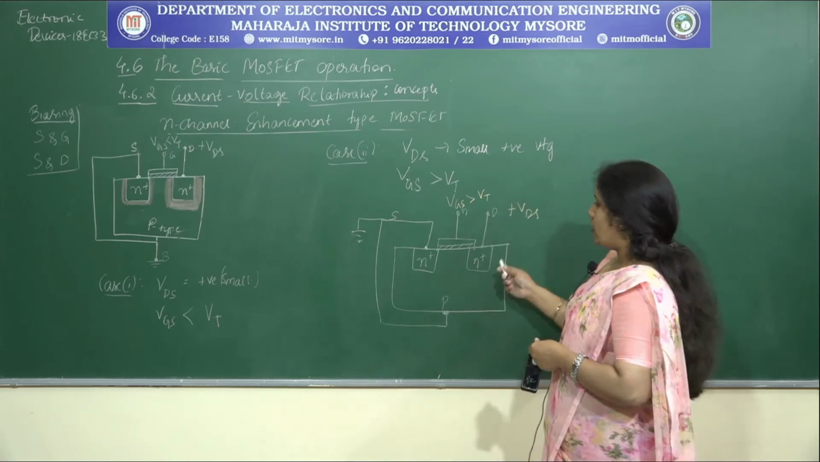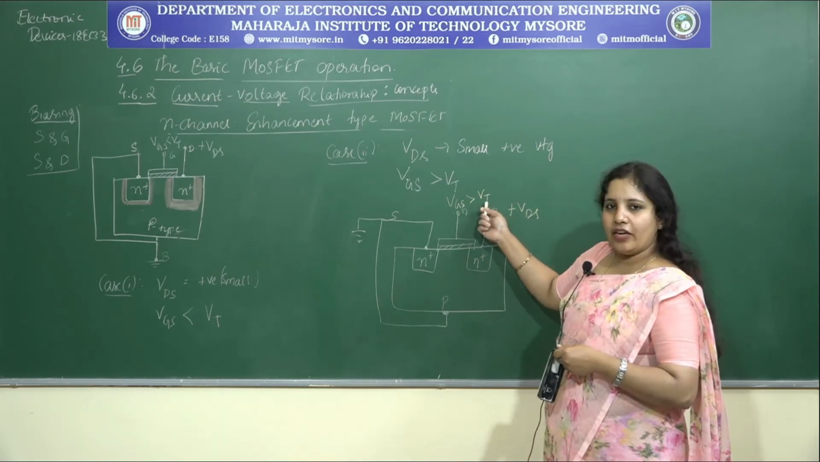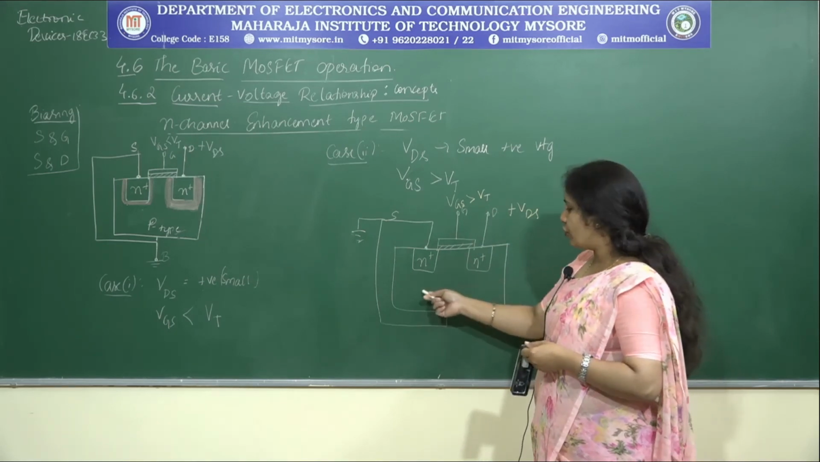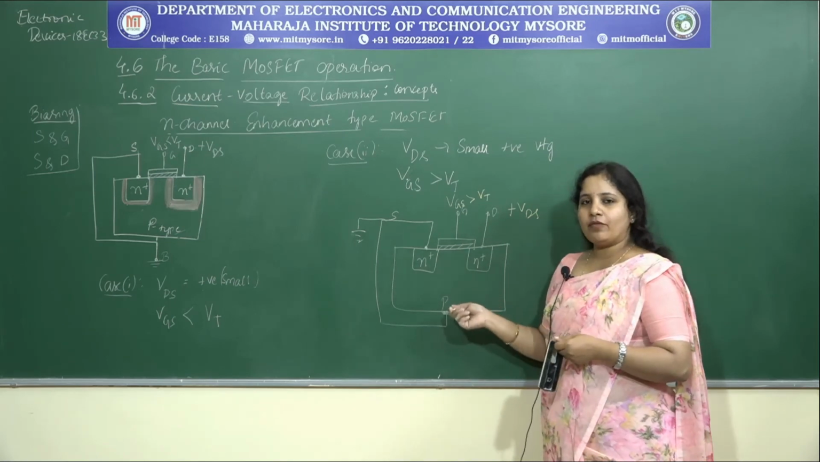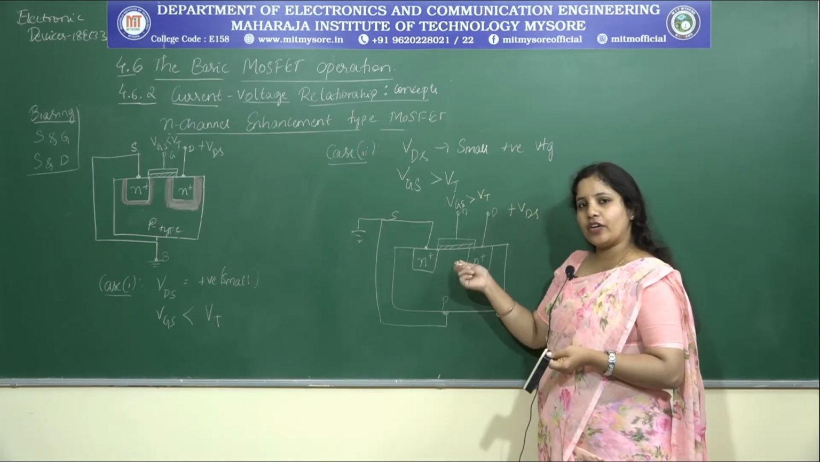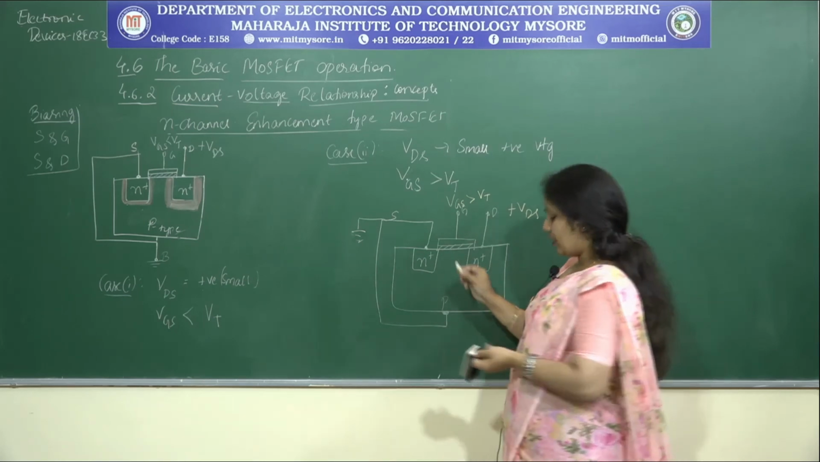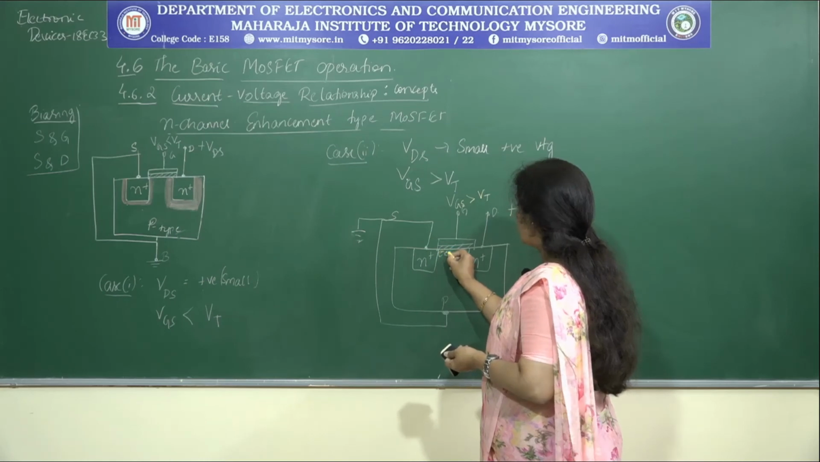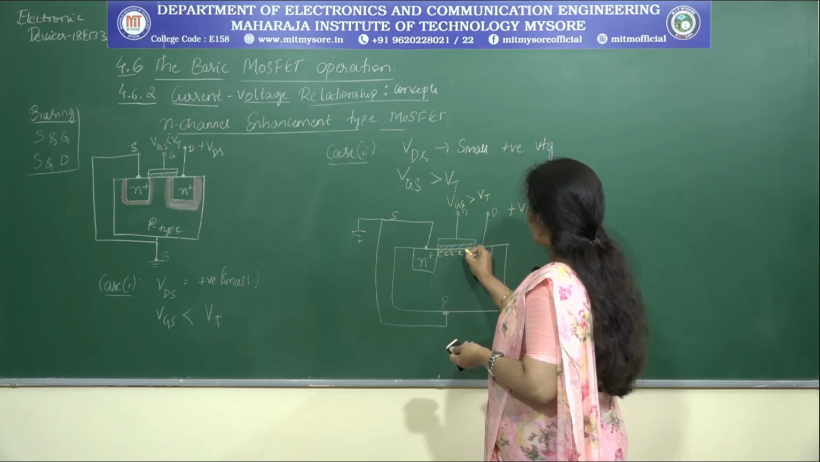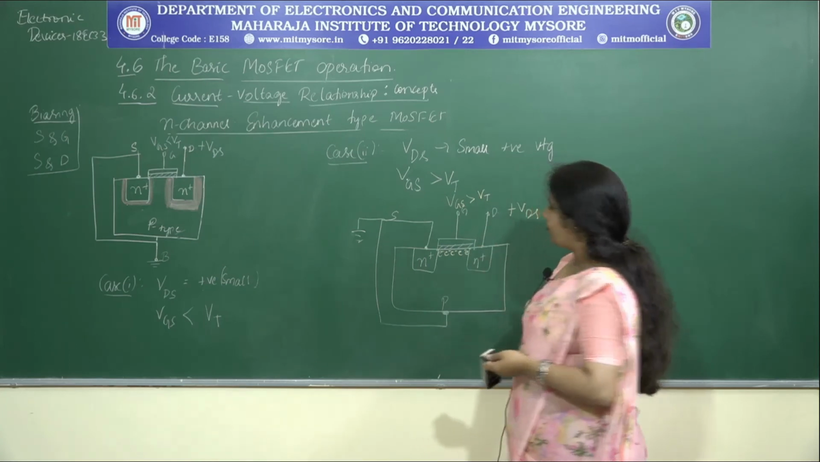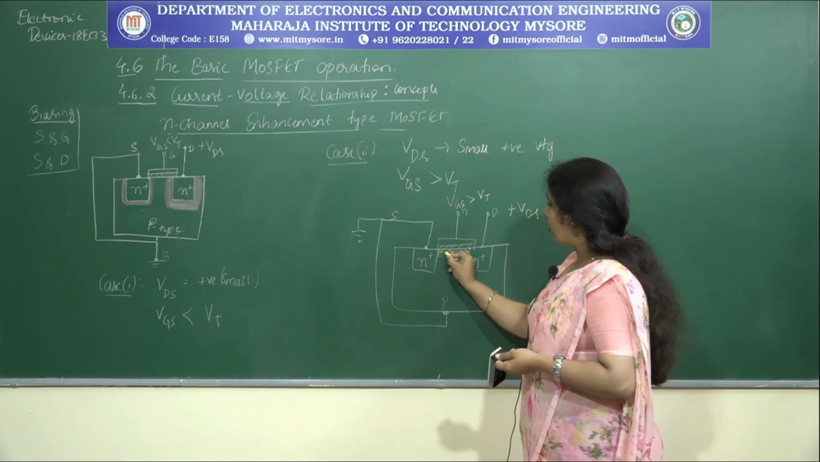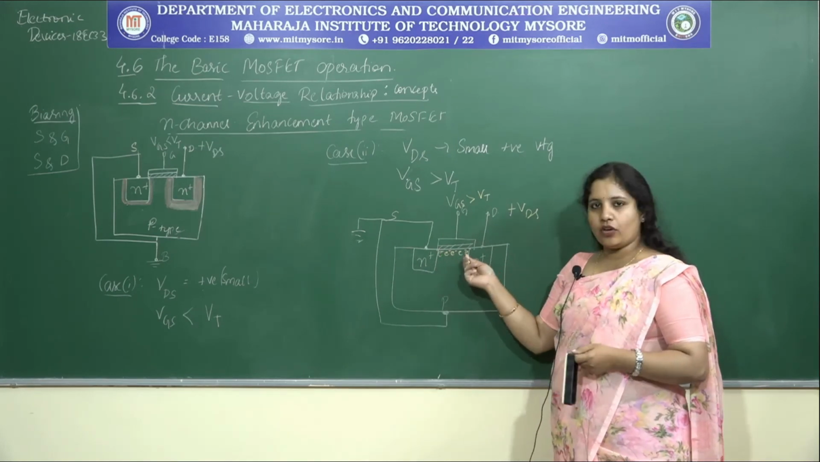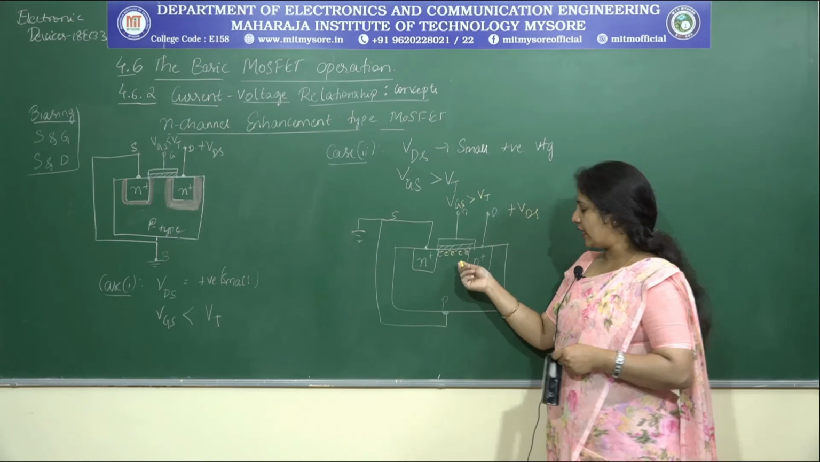Done. Now, see, when I am providing VGS greater than VT, what is happening? Uncovering of immobile ions takes place, and also the electrons present in the P-type, which are the minority carriers, tend to get drifted towards the upward direction. As a result, there is accumulation of the electrons in this particular region.